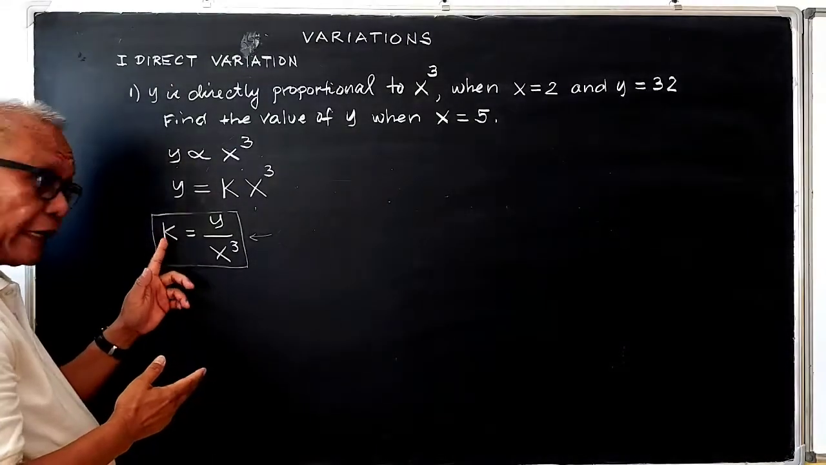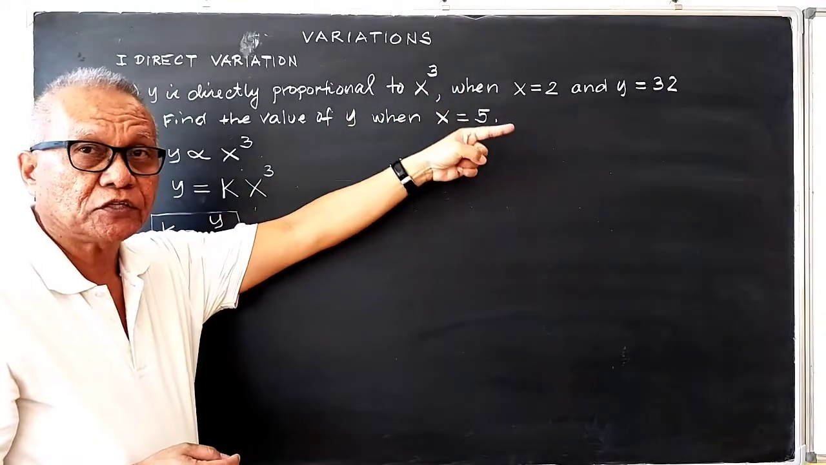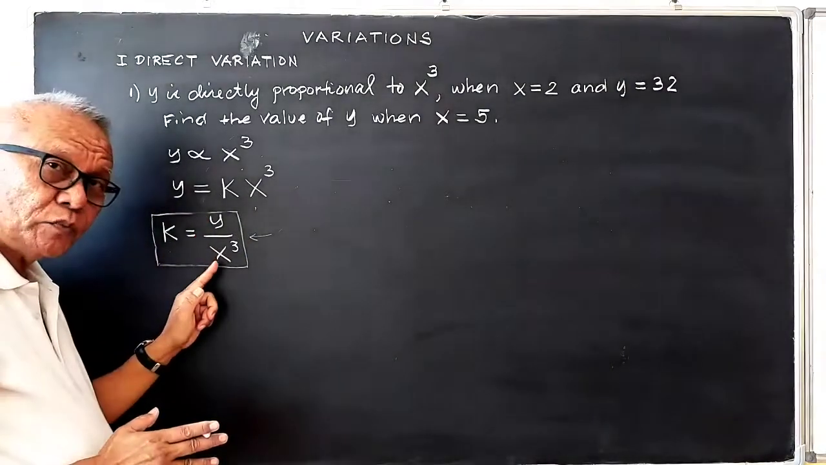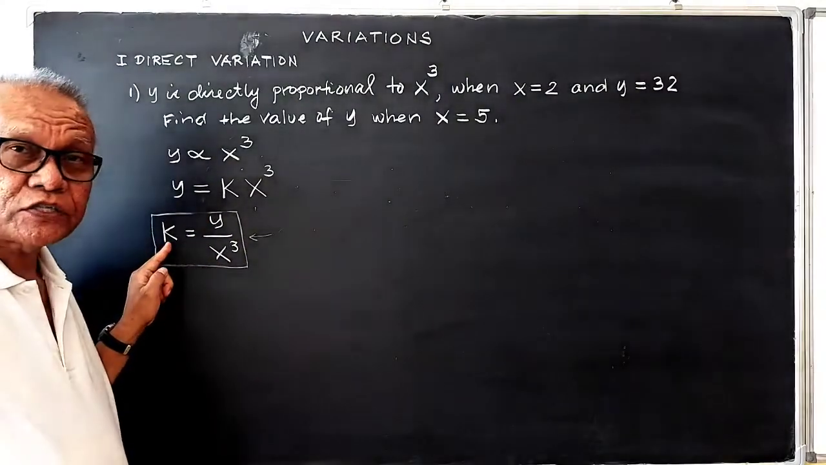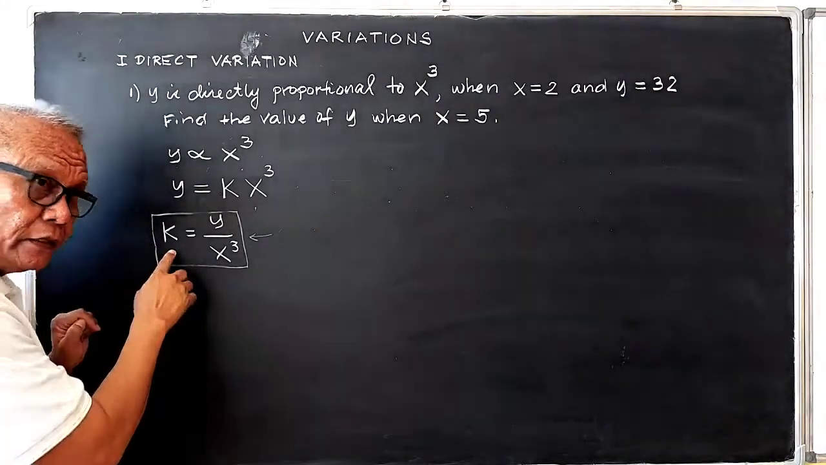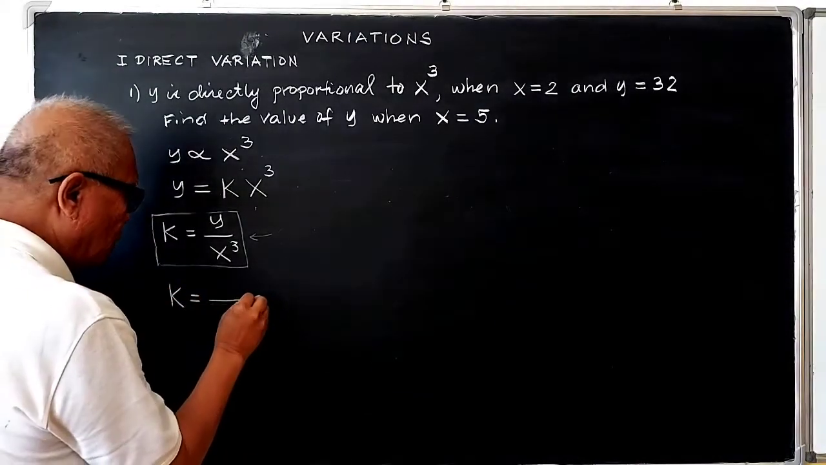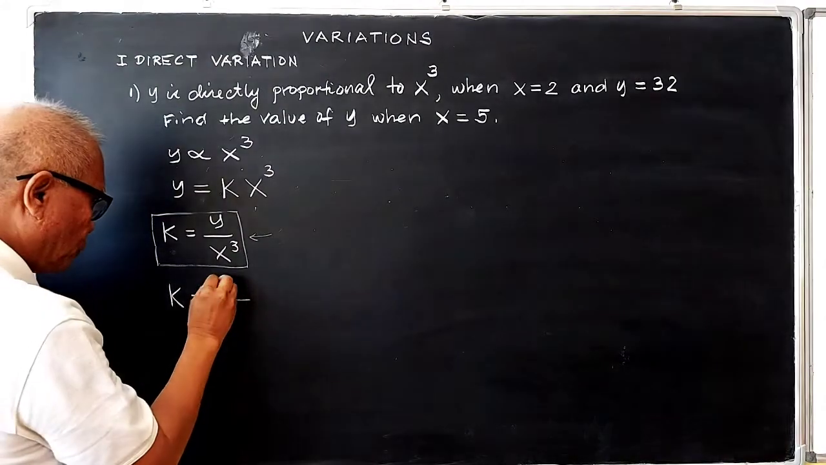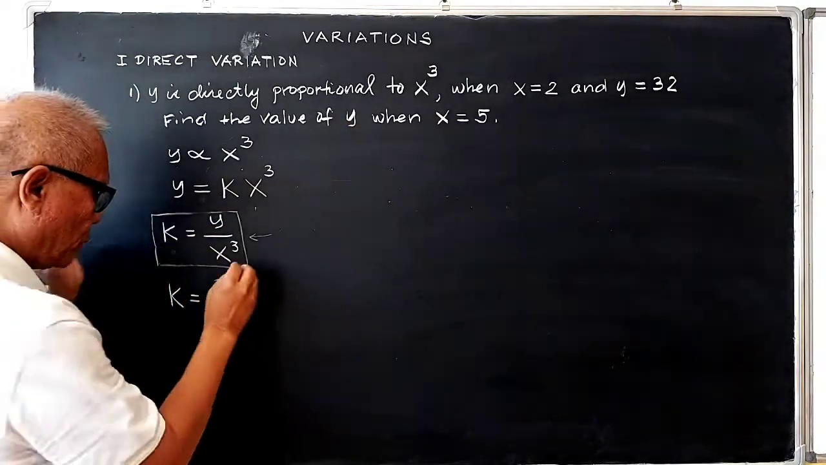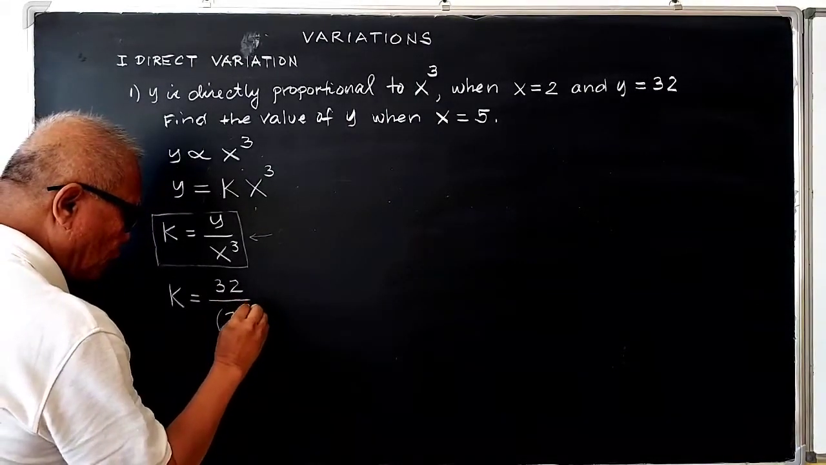Now we solve for k. We use x is equal to 2 and y is equal to 32. We substitute these two values in our y equals k x cubed here to find the constant k. So here, let us solve for k. K is equal to, what is the y there? 32. Okay. What is the x there? 2. You have 2 cubed.